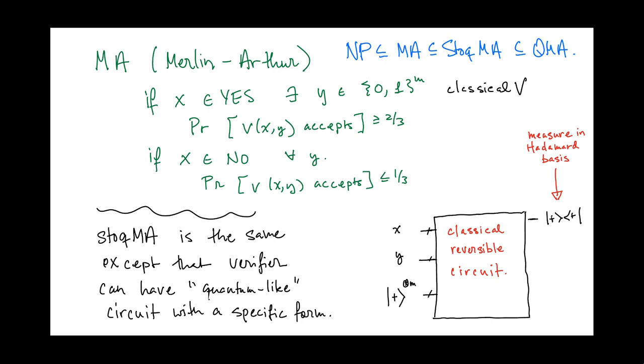How much quantumness in the witness helps us? I think there's also quantumness in this verifier. That's important. It's not just the fact that the input is. The measurement is the key part.